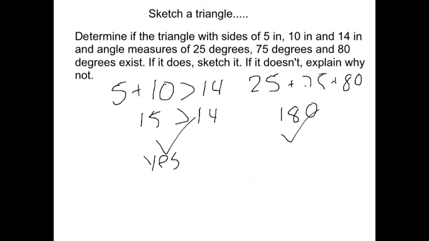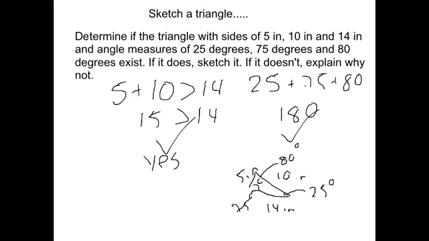So now when I sketch it, I'm going to sketch it with the 5 inches, the 10 inches, and the 14 inches. So again, 5, 10, 14. And this is just a sketch. Yours should be prettier than mine just because I'm using my finger here, and you should be using a pencil and paper. And then you're just going to put in, across from the 5 inches would be the 25 degrees. Across from the 14 inches would be the 80 degrees. And across from the 10 inches would be the 75 degrees.